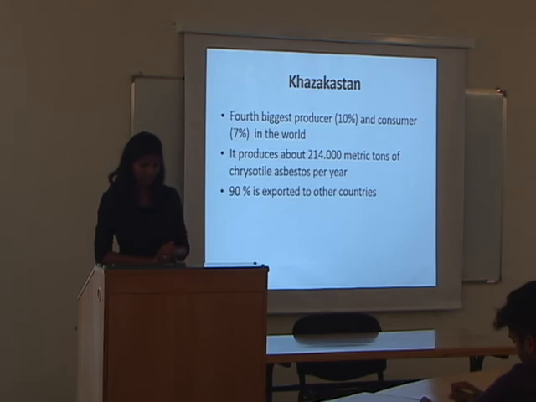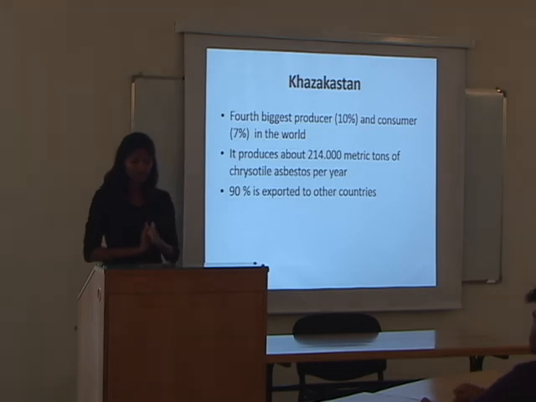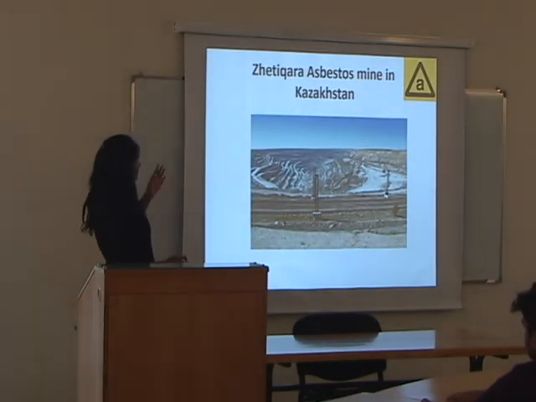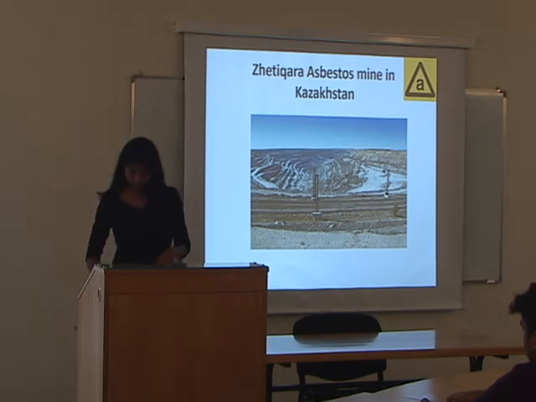And next is Kazakhstan. They are the fourth biggest producer and consumer in the world. It produces about 214,000 tons of chrysotile asbestos per year, and 90% is exported to other countries. And this is the mining site in Kazakhstan.